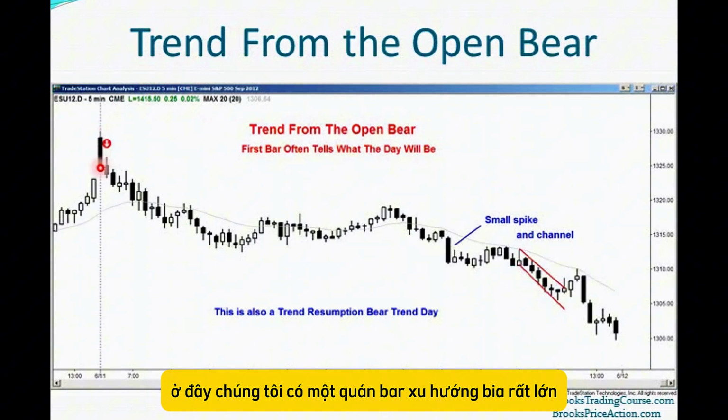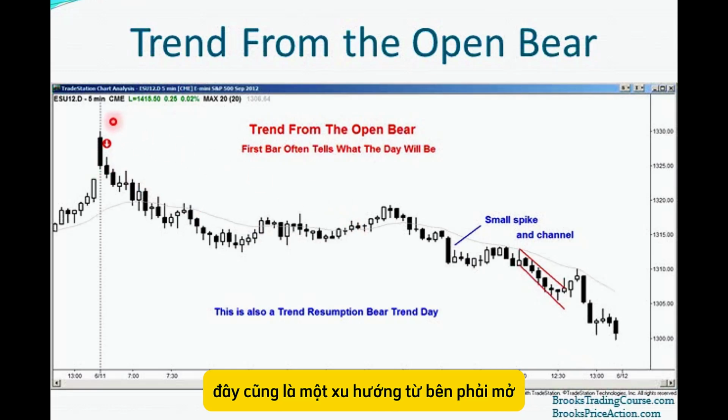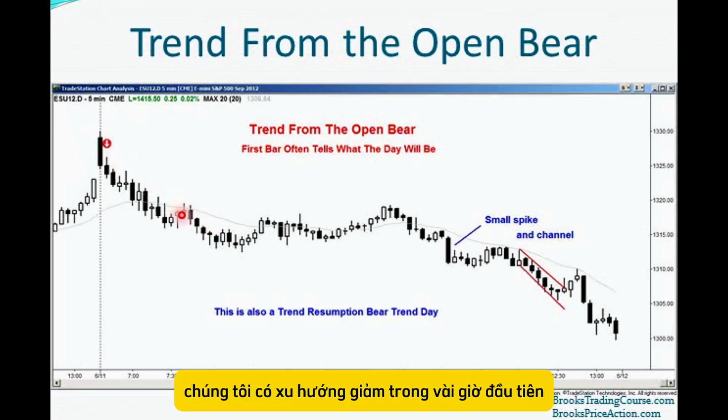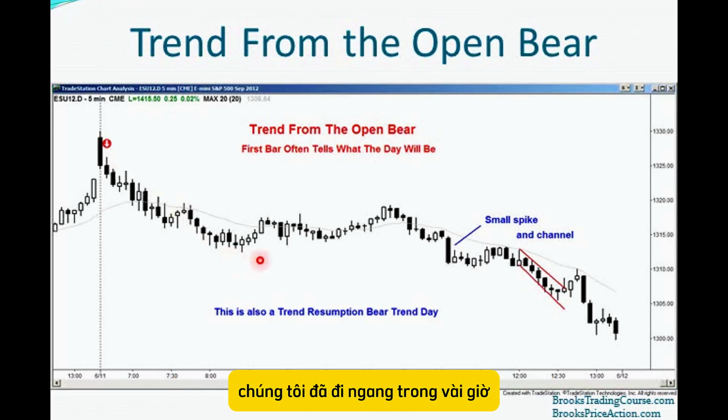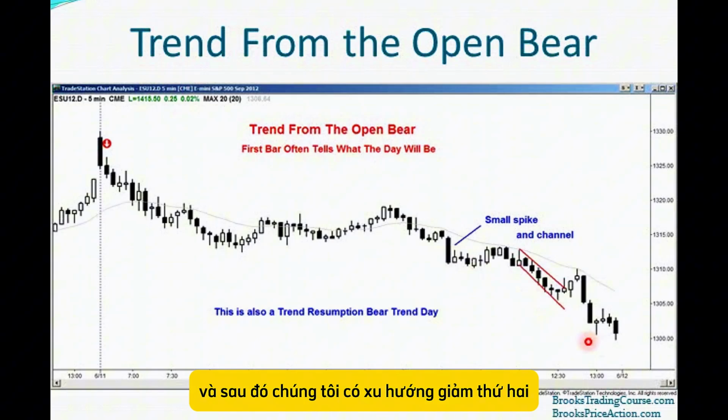Here we have a very big bear trend bar, and it was followed by a very big trend day. This is also a trend from the open, right? The first bar of the day was the high of the day, so it's a trend from the open bear, but it's also an example of a trend resumption bear. We trended down for the first couple of hours. We went sideways for a few hours, and then we had a second trend down. So a leg 1 equals leg 2 move.